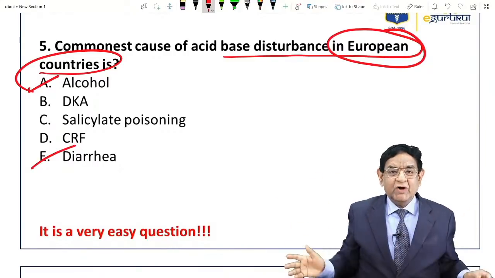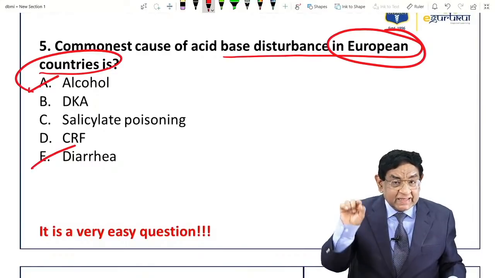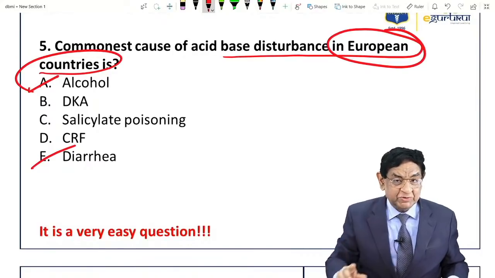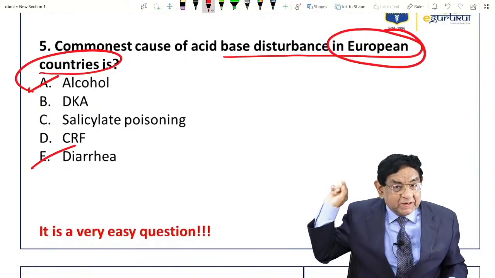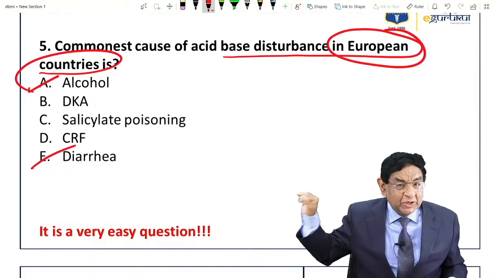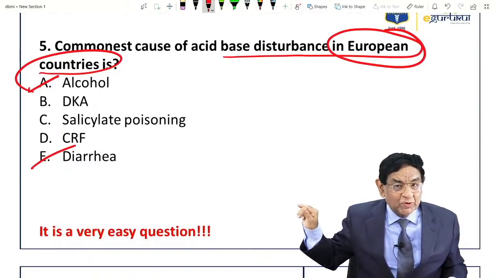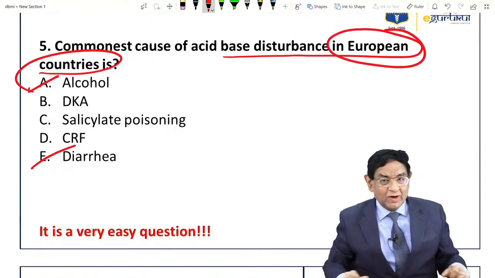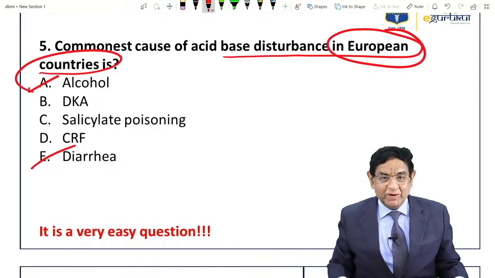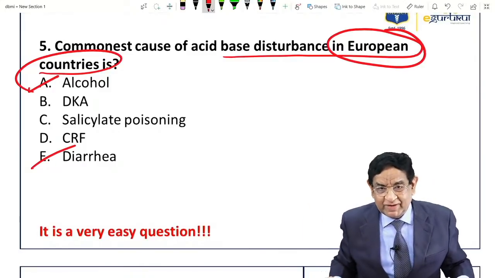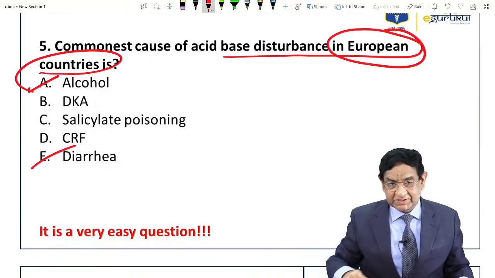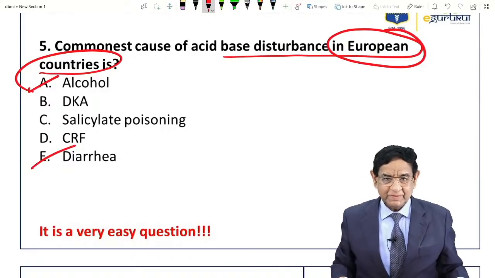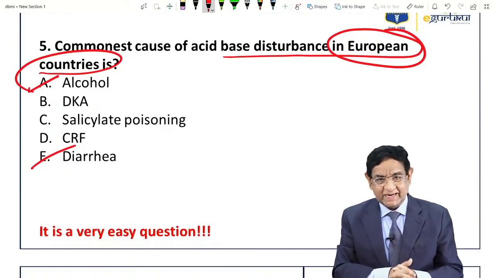So now what about diarrhea? In diarrhea there is loss of bicarbonate and that leads to metabolic acidosis with normal anion gap. Diarrhea occurs in European people also. There are no nuts and bolts fitted underneath them so that they won't get diarrhea. So the commonest cause of acid-base disturbance in the whole world is diarrhea or gastroenteritis. You can say something like that also. Friend, this is a gold medal getting question.